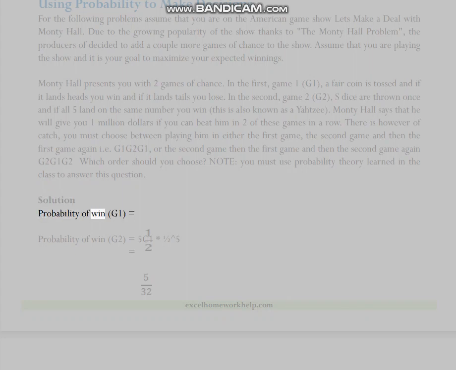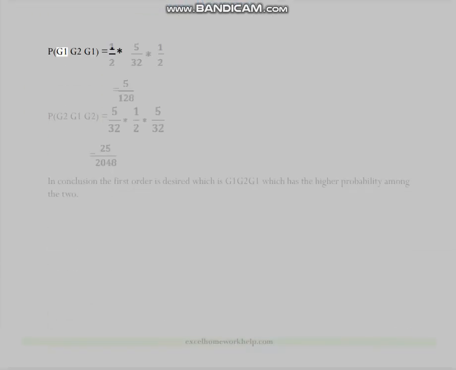Solution. Probability of win G1 equals 1/2. Probability of win G2 equals 5C1 times (1/2)^5. P(G1 G2 G1) equals P(G2 G1 G2) equals. In conclusion, the first order is desired, which is G1 G2 G1, which has the higher probability among the two.